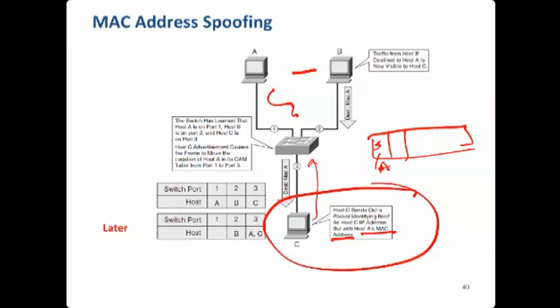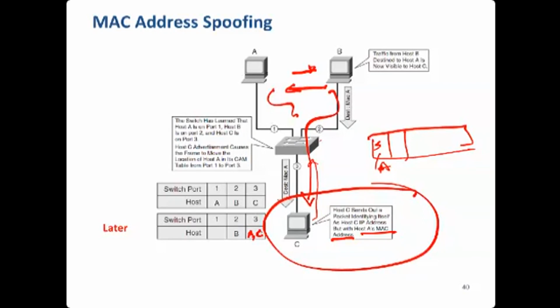Okay, so what will happen now? The switch will change the mapping so that switch port 3, this one, has two MAC addresses associated, A and C. Now when Bob sends a message to Alice, it will be sent here to C.